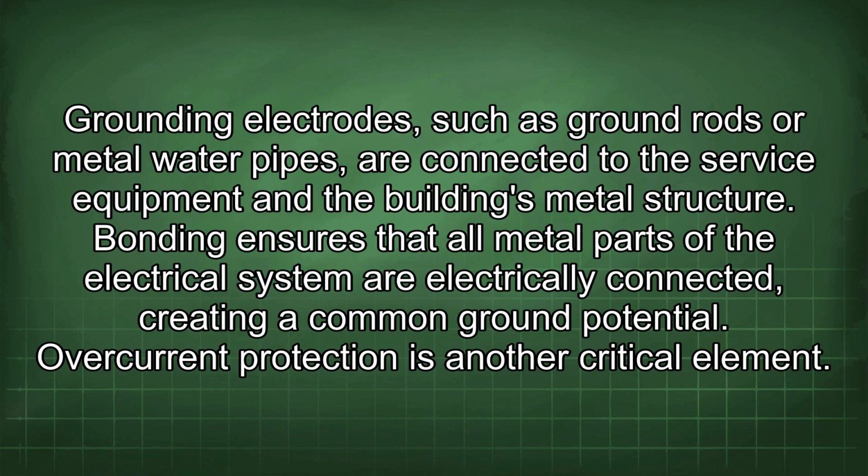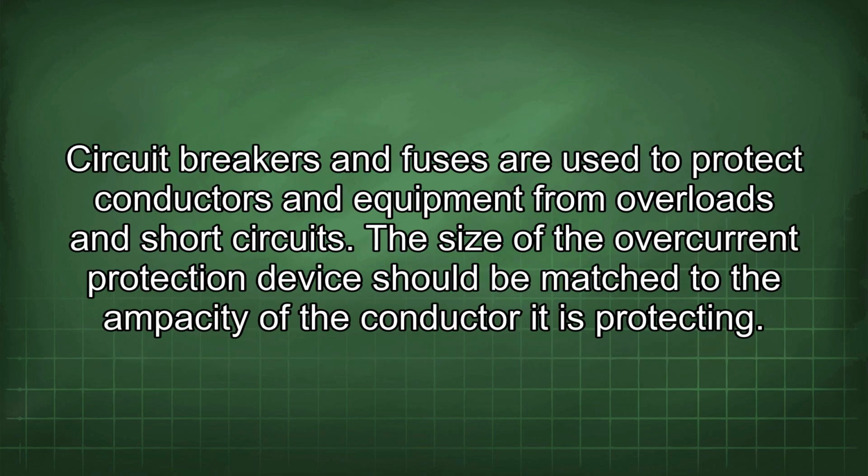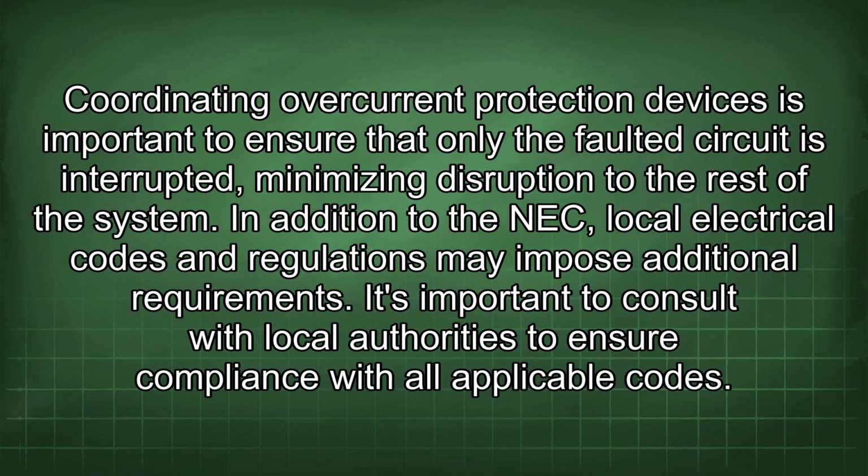Overcurrent protection is another critical element. Circuit breakers and fuses are used to protect conductors and equipment from overloads and short circuits. The size of the overcurrent protection device should be matched to the ampacity of the conductor it is protecting. Coordinating overcurrent protection devices is important to ensure that only the faulted circuit is interrupted, minimizing disruption to the rest of the system.